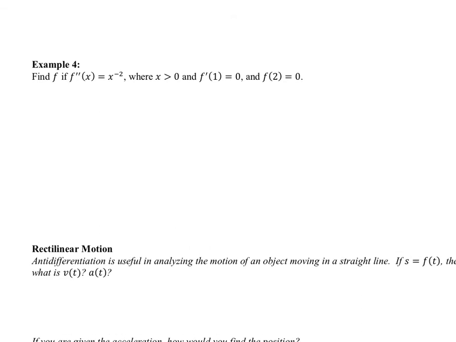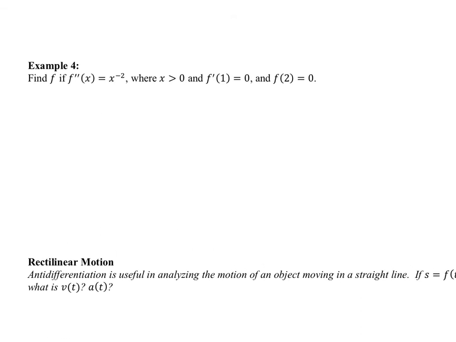All right, so in example 4, we're going to look for f given f double prime. So similar to what we just did in the last problem, we have our two conditions. We're going to start with the derivative, which is equal to the antiderivative of f double prime. And x to the negative second would be the power rule. So we add 1 and then divide. We get negative x to the negative first power plus c.